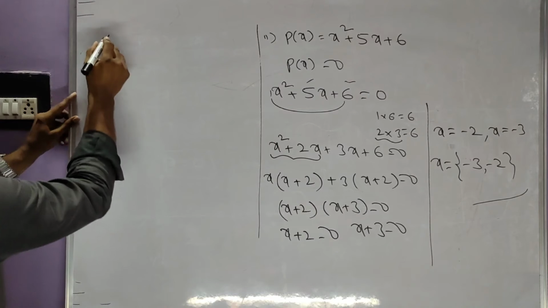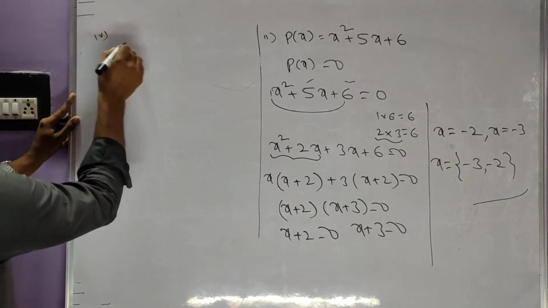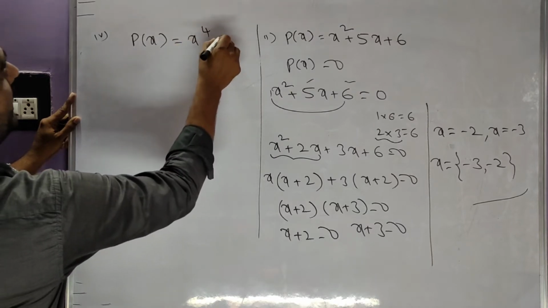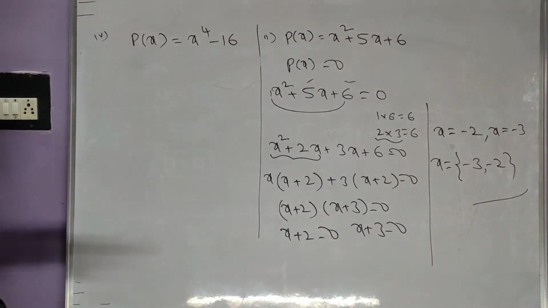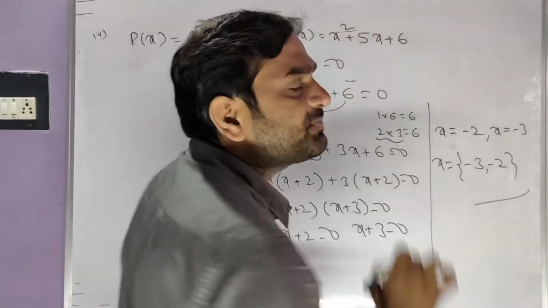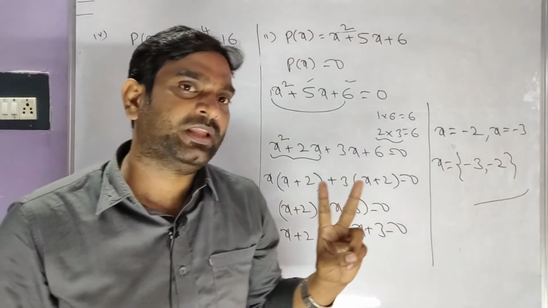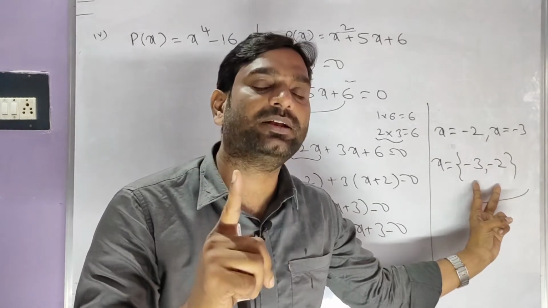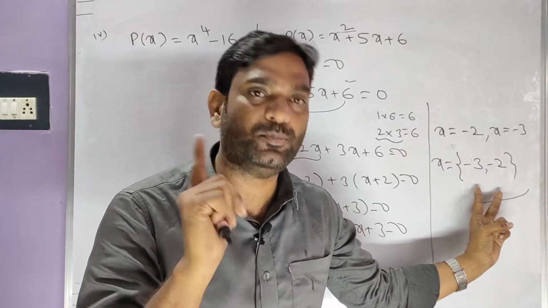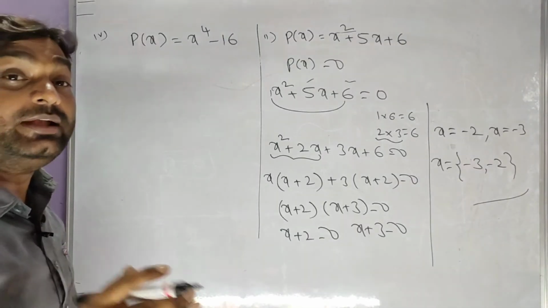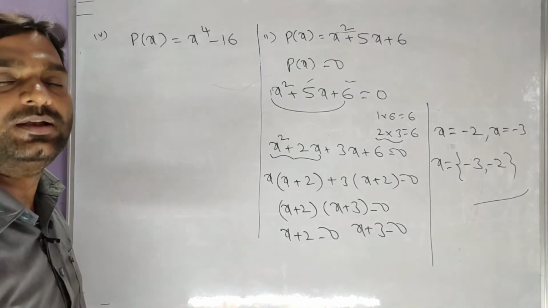Given the fourth-degree polynomial p of x equal to x to the power of 4 minus 16, find the zeros of the given polynomial. Listen, one thing you have to observe: what is the degree of this polynomial? If the degree is 2, then the number of zeros is at most 2. If the degree is 1, the number of zeros is 1. Here the degree is 4, so we'll get at most 4 zeros of the polynomial.